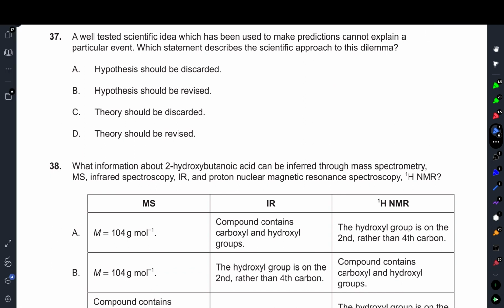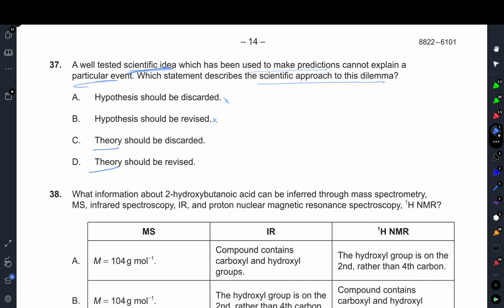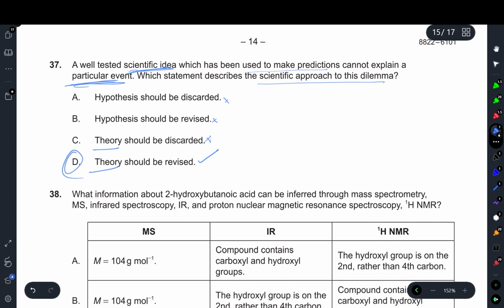Up next, we have question number 37. A well-tested scientific idea, which has been used to make predictions, cannot explain a particular event. Which statement describes the scientific approach to this dilemma? Scientific idea means that it is a theory, not a hypothesis. Next, when you have something that's well tested and it's been used to make predictions, but it cannot explain a single particular event, that means it should be revised, not discarded, because it still applies to many rules of the system.